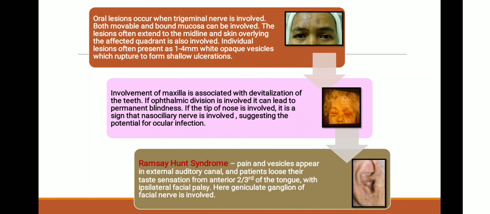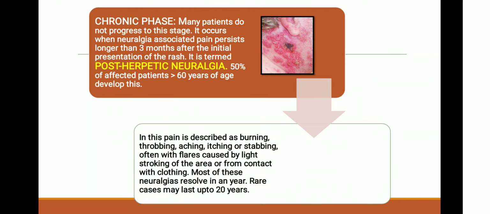In the next stage, oral lesions occur when the trigeminal nerve is involved. Then, involvement of the maxilla also occurs. Ocular infections, see the next pic. Ramsay Hunt syndrome: pain and vesicles appear in the external auditory canal. The patient loses taste sensation from the anterior two-thirds of the tongue with ipsilateral facial palsy, and the facial nerve is involved here. Chronic phase, see the pic here.